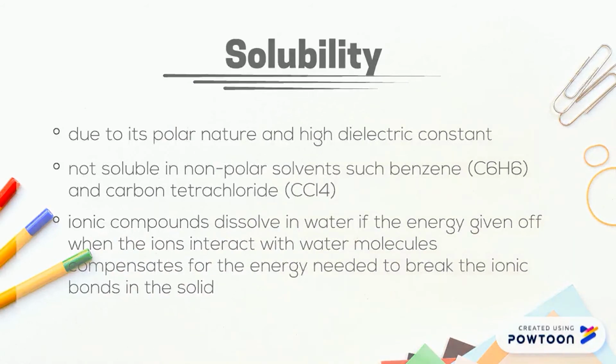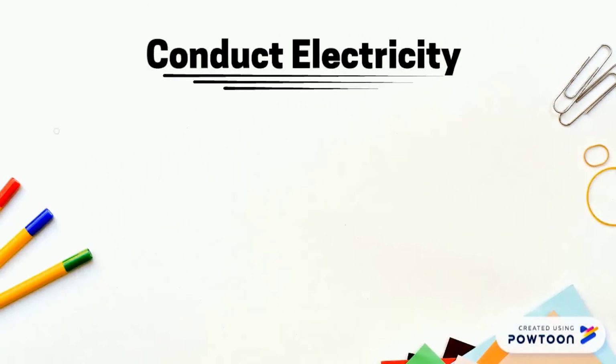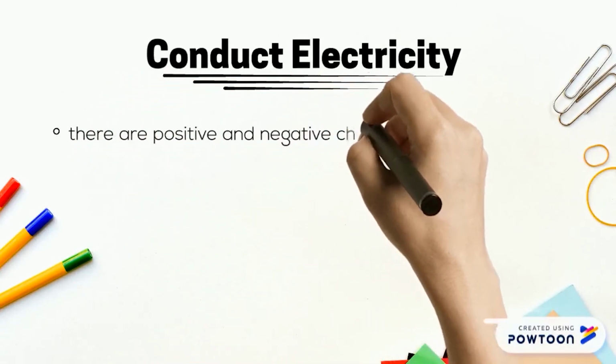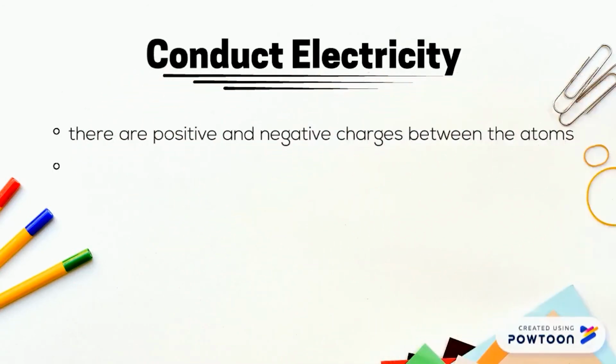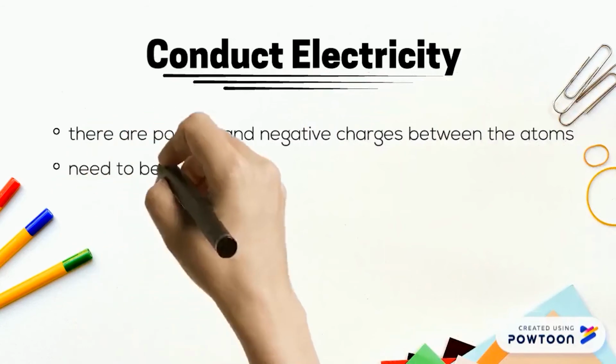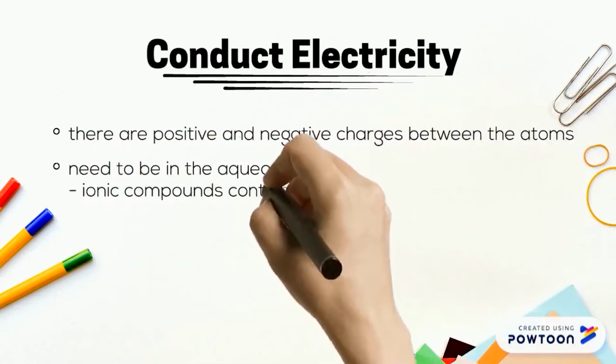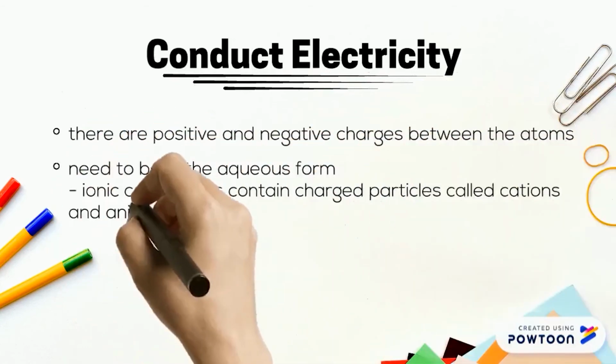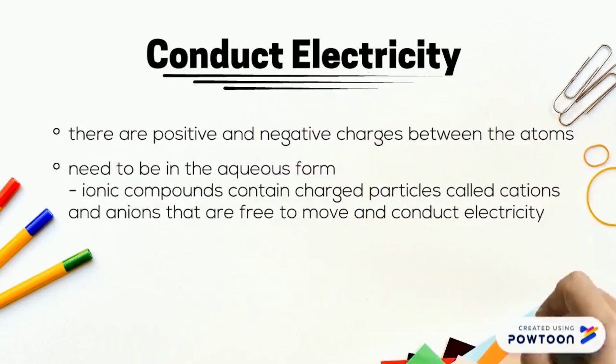Last but not least, conduct electricity. One of the most important things about ionic bonding is that it can conduct electricity as there are positive and negative charges between the atoms, but it needs to be in the aqueous form. It is because in molten state or dissolved state, ionic compounds conduct electricity because they contain charged particles called cations and anions. These ions are free to move to conduct electricity.